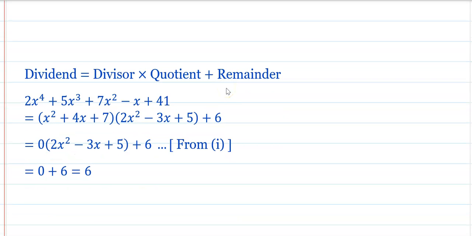And therefore see this here, dividend is equal to divisor into quotient plus remainder. The dividend is 2x raised to 4 plus 5x cube plus 7x square minus x plus 41. The divisor is x square plus 4x plus 7, and the quotient is 2x square minus 3x plus 5. Remainder is plus 6. But the value of this polynomial is 0, and 0 into this polynomial is 0. Overall you will get 0 plus 6, that is equal to 6. And hence the value of the polynomial is 6.